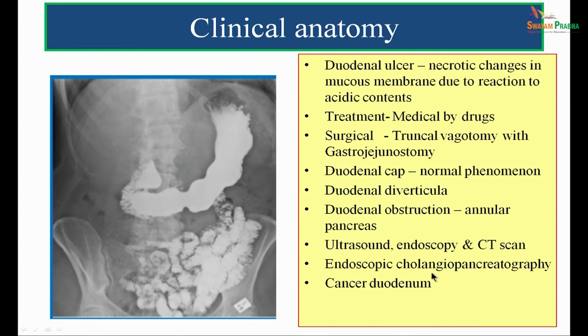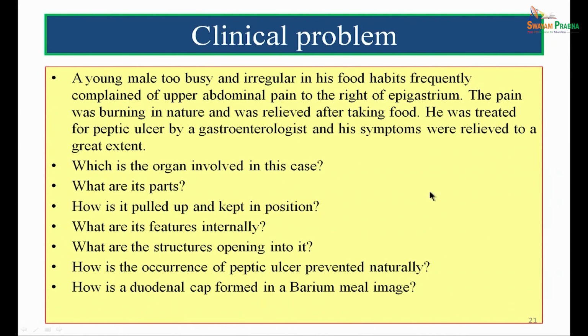Last is not very common, cancer duodenum. Like any other organ, duodenum can also develop a malignancy in it, and this is known as cancer duodenum or malignancy of duodenum. So, that is about the clinical anatomy of duodenum. Now, let us go back to the case that we saw in the beginning. A young male, too busy and irregular in his food habits, frequently complained of upper abdominal pain to the right of epigastrium. The pain was burning in nature and was relieved after taking food. He was treated for peptic ulcer by a gastroenterologist, and his symptoms were relieved to a great extent.